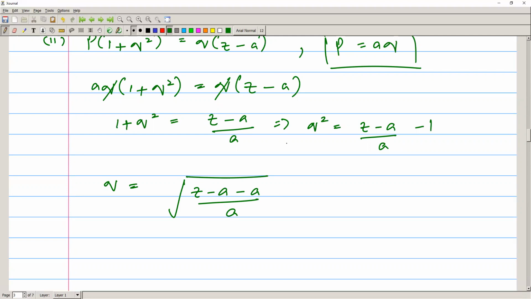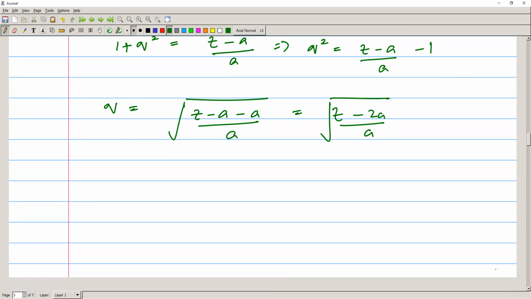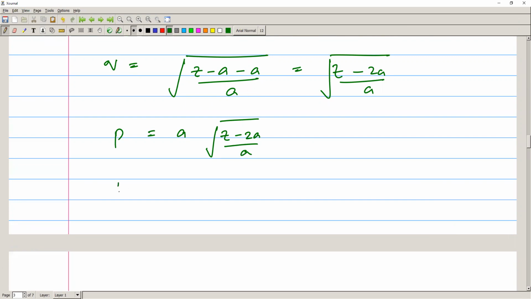So it's fine. So it's z minus 2a over a, all under the square root. So this is q. So now we can find p easily, because p is equal to a times q. So we can write p is equal to a times q. Then we will substitute in the auxiliary equation and we will find the solution so easily.